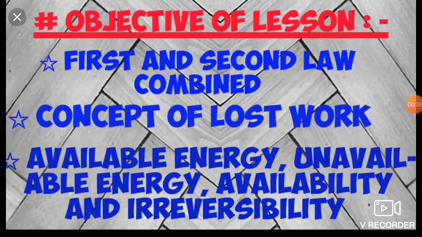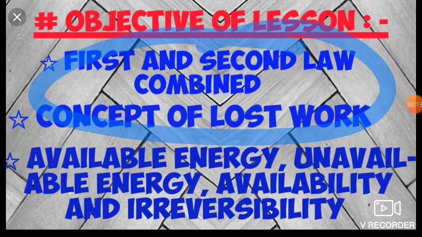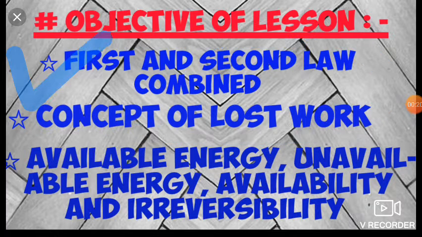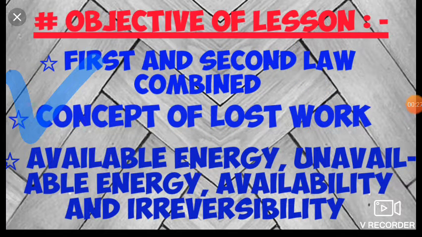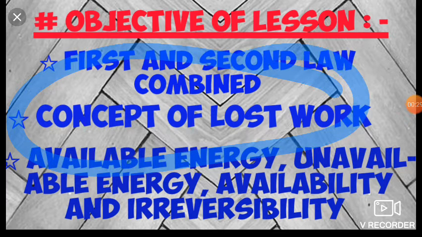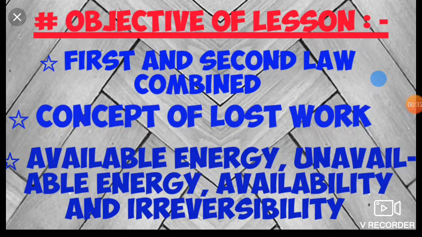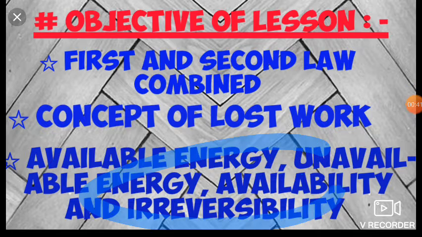Dear friends, in our earlier lecture, we studied the first and second law combined. We derived the equations for the first and second law combined, and we use various equations for various processes and various systems. We have already studied the concept of lost work, and we have also studied available energy and unavailable energy. Now we study availability and irreversibility in this lesson.